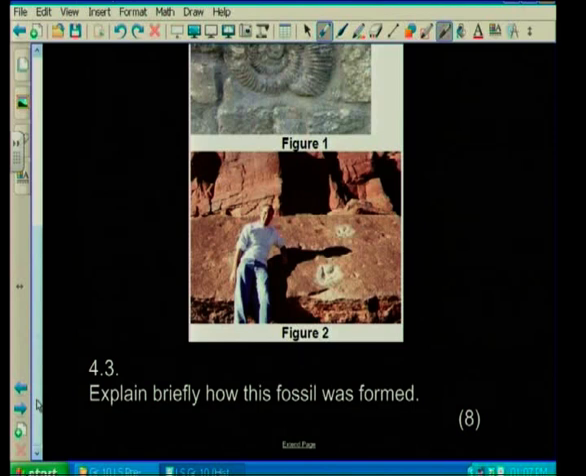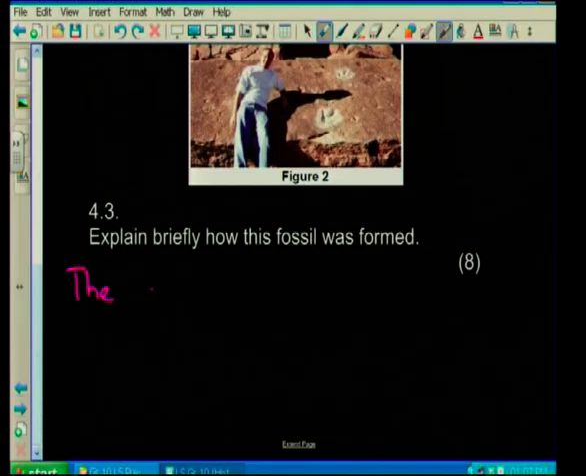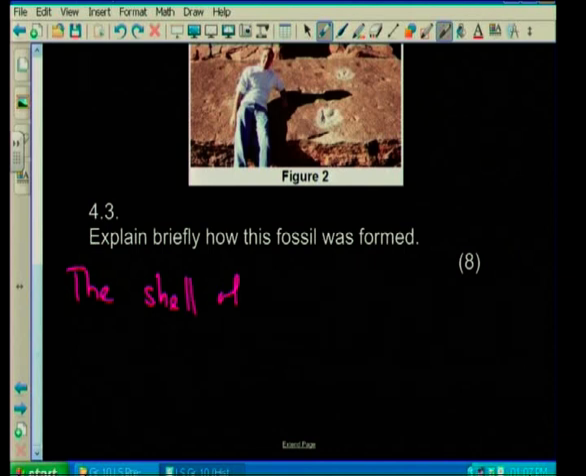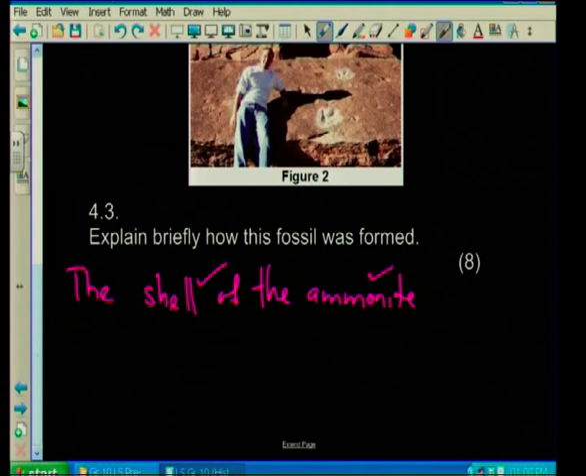4.3, explain briefly how this fossil was formed. Now, how does an ammonoid or a bivalve fossil form? Remember, to answer that question, we've got to say that, first of all, the shell of the ammonoid. By identifying the fossil or the animal and saying which part of it was fossilized, it is the shell of the ammonoid that became hardened.